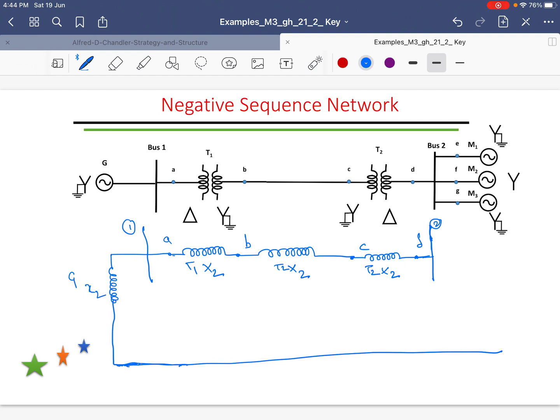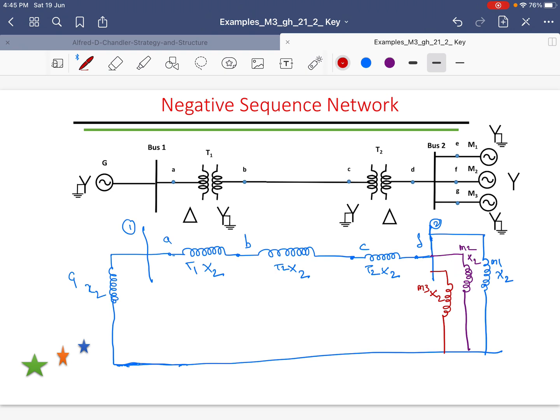Therefore, the first motor 1 can be represented by its negative sequence reactance, that is X2 of M1. The next one is X2 of the motor 2. Then the third I will draw as X2 of the motor 3.